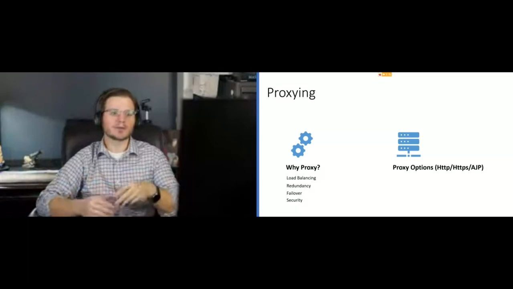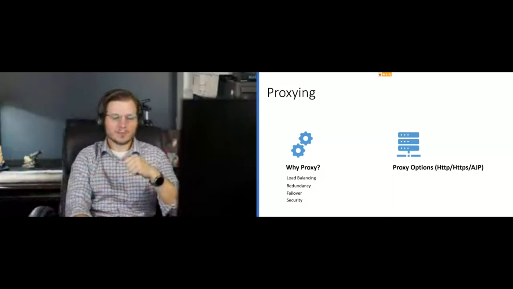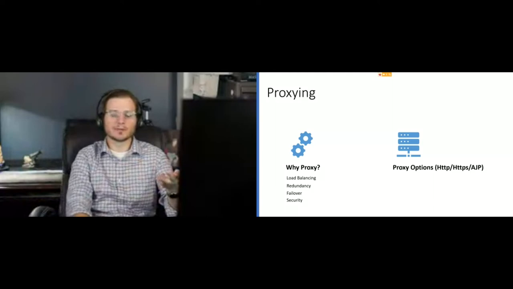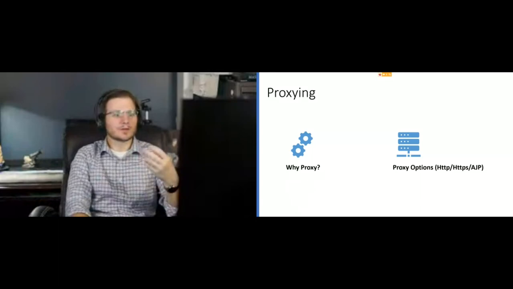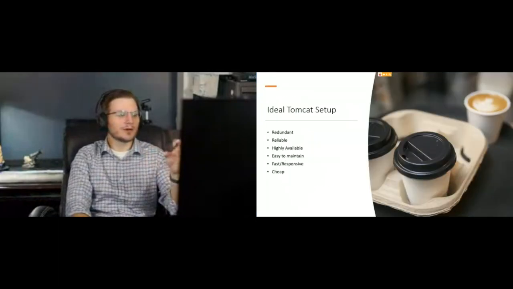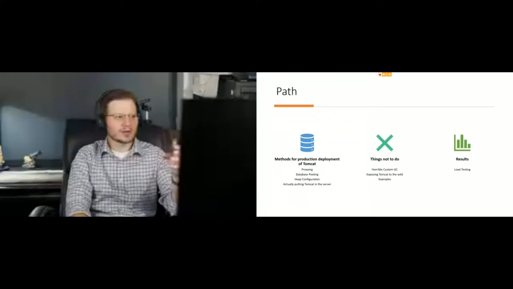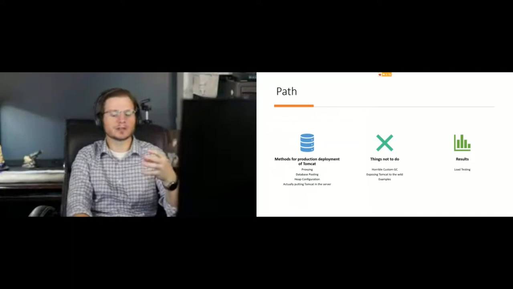I believe that proxying is a good idea because it does provide redundancy and failover capability that is core to Tomcat. One of the main things that I wanted to say was all of these things, proxying, database pooling, and the heap configuration, those are the parts of your production configuration that you can control when you're setting up Tomcat.